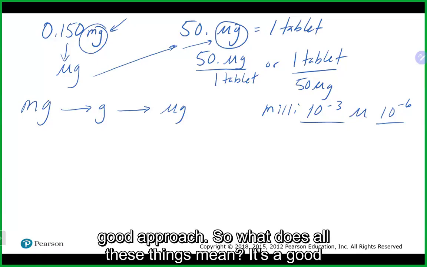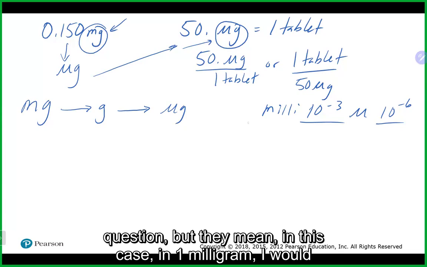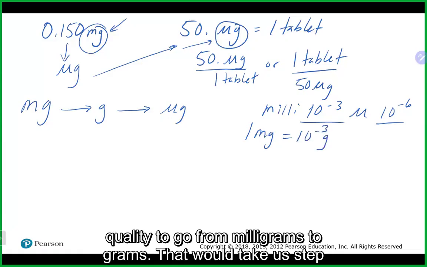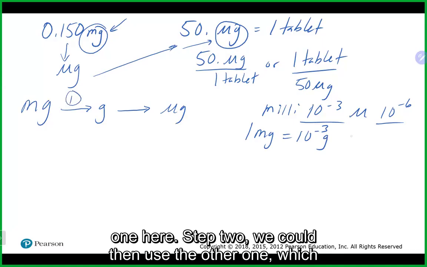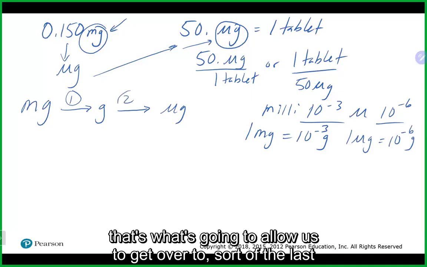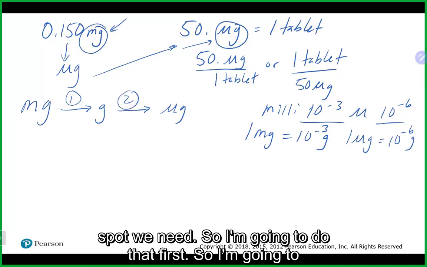So what does all these things mean? It's a good question, but they mean in this case, in 1 milligram, I would have 10 to the minus 3 grams, which we could use as our equality to go from milligrams to grams. That would take us step 1 here. Step 2, we could then use the other one, which means in 1 microgram, there is 10 to the minus 6 grams, and that's what's going to allow us to get over to the last spot that we need. So I'm going to do that first.